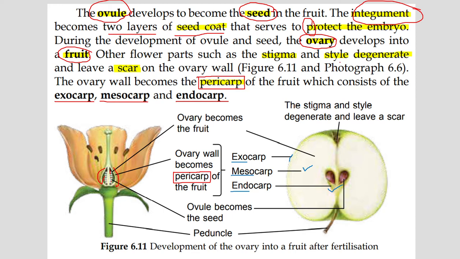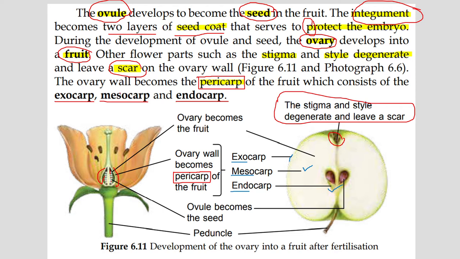So what happens to the other flower parts? The stigma and the style are going to degenerate. There will be a scar on the ovary wall. This is it, there will be a scar here at the wall of the ovary.